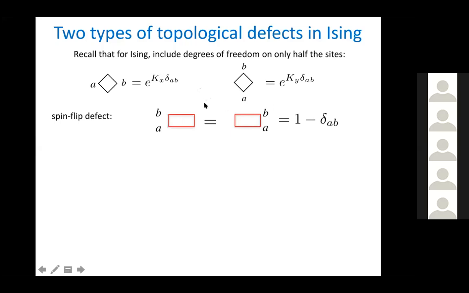So here's the spin flip defect, which is associated with the psi field, if you know something about the category. It just says this Boltzmann weight. I drew it red to distinguish it from the other defect I'm going to get to in a second. It just says, well, when you cross the defect, you just flip the spin. So that's what 1 minus delta AB is. You get 0 if they're the same, 1 if they're different. So that's what a spin flip defect is. And that's pretty obviously a topological defect. People, again, knew that by brute force for ages.